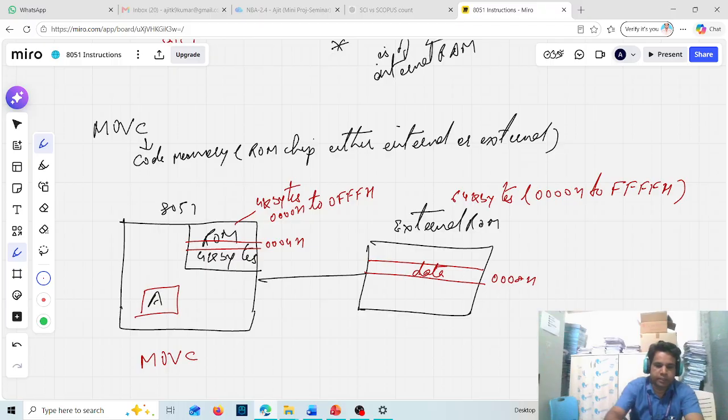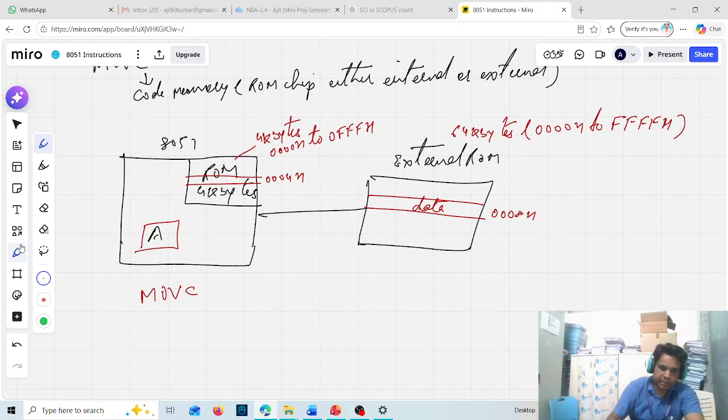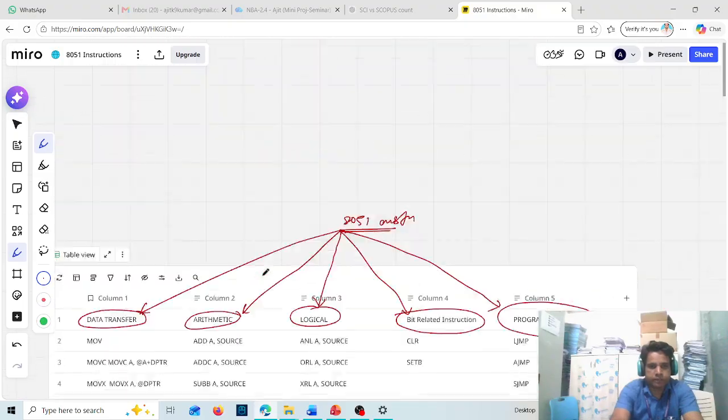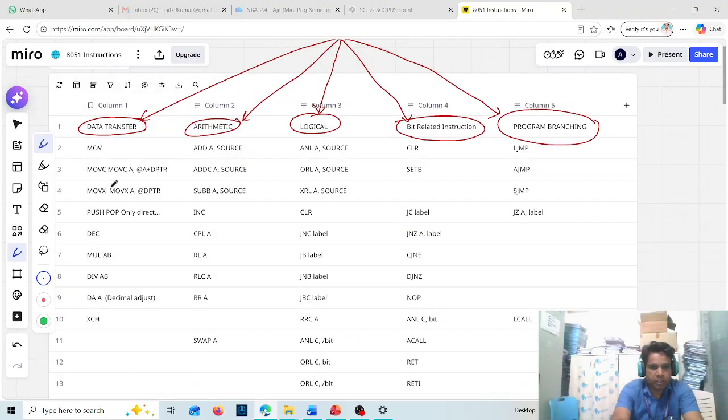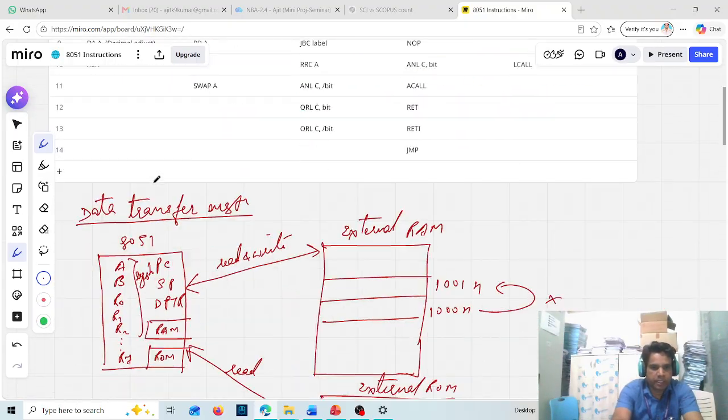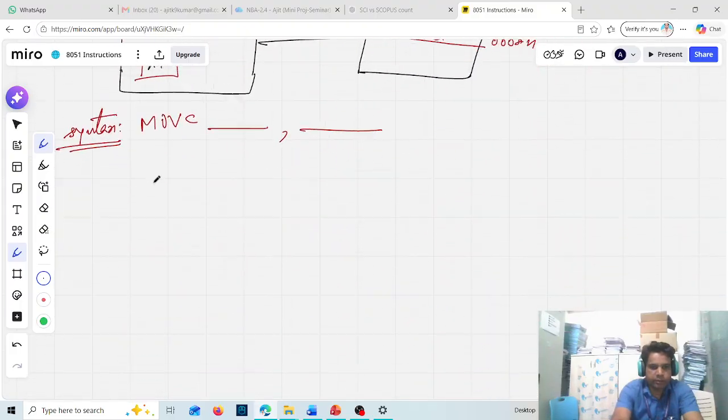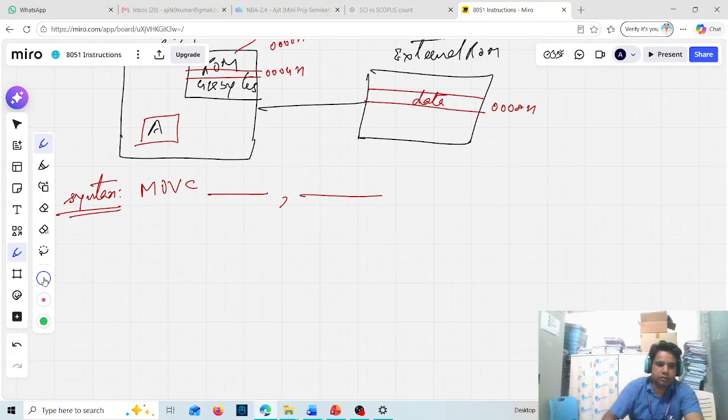In that case you will have to write something like this: MOVC. First of all you have to write MOVC. Now for MOVC, the syntax is fixed. You cannot take the source and destination as per your wish. The syntax is MOVC A, @A+DPTR. So always remember when you are using the MOVC instruction, the destination should always be A and the source should be @A+DPTR.